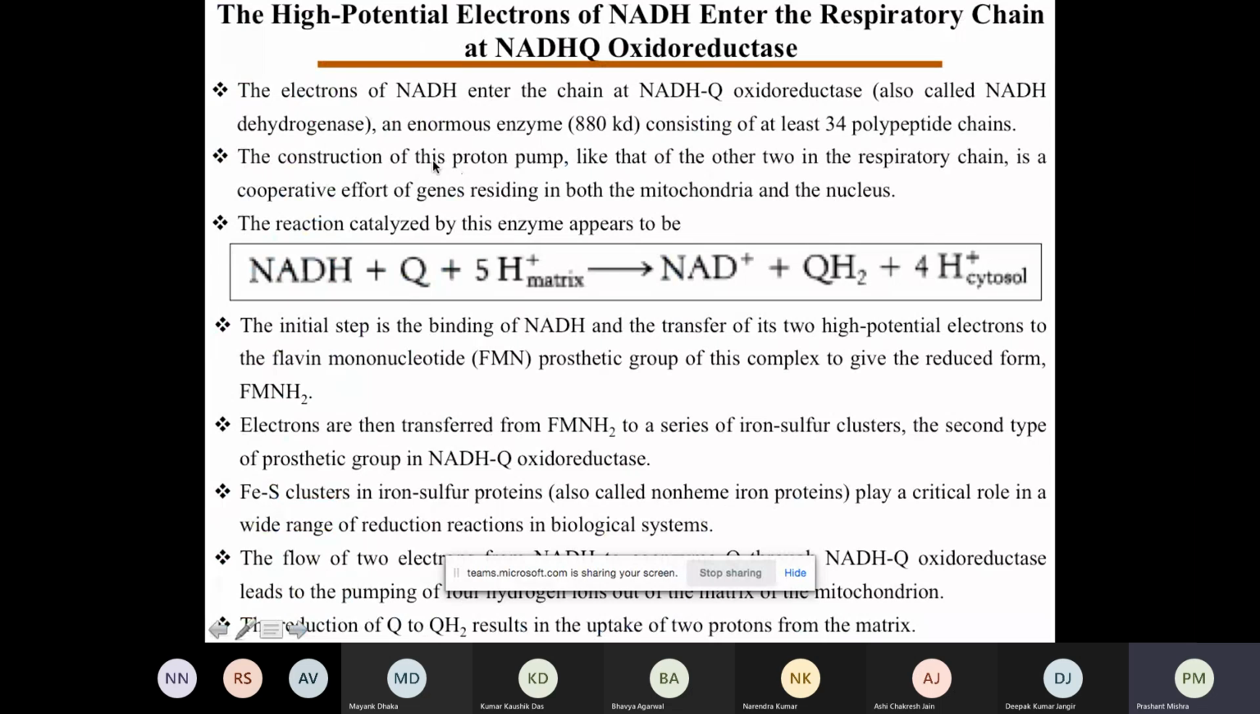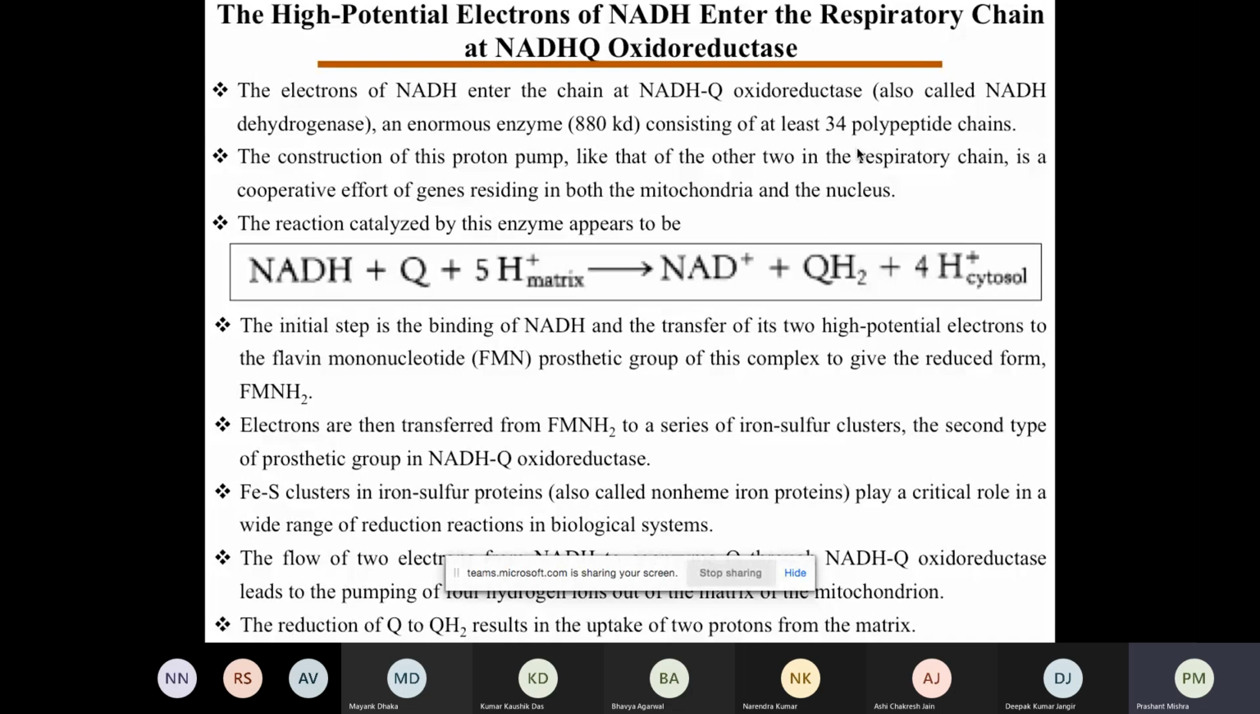So here, the construction of this pump, like the other two respiratory chain complexes, is a cooperative effort. That means the protein present here is coded by genes present in both the mitochondria and the nucleus. That means it is not dependent on the nucleus completely. So this protein is synthesized with the help of genes present in the nucleus as well as the mitochondria. It's just based on how the mitochondrial proteins are synthesized.